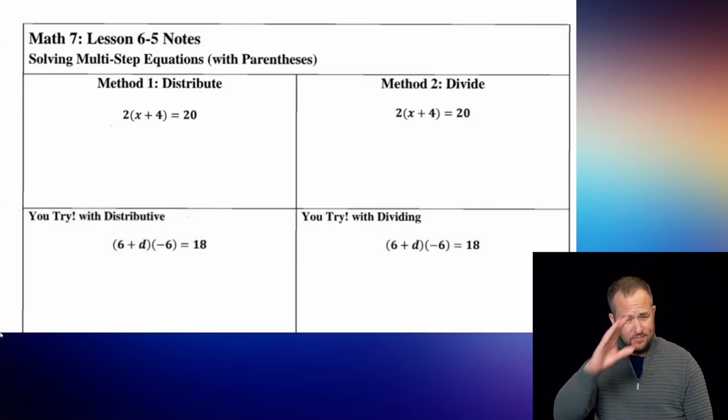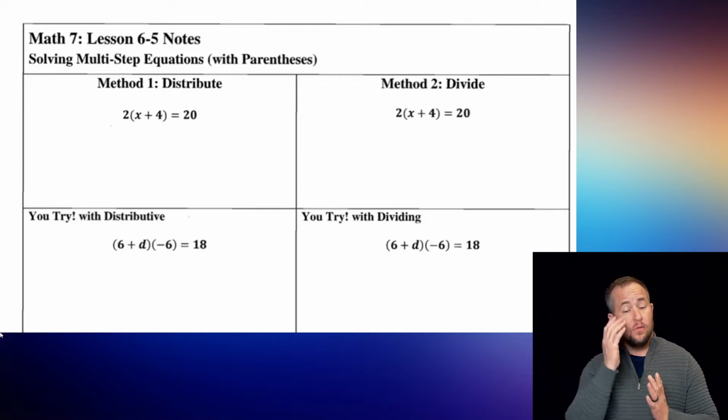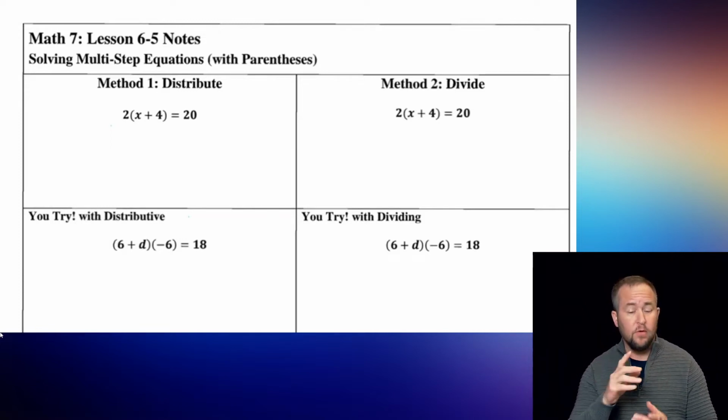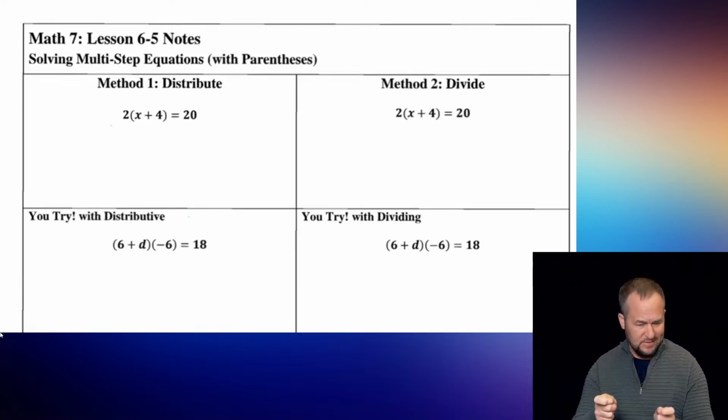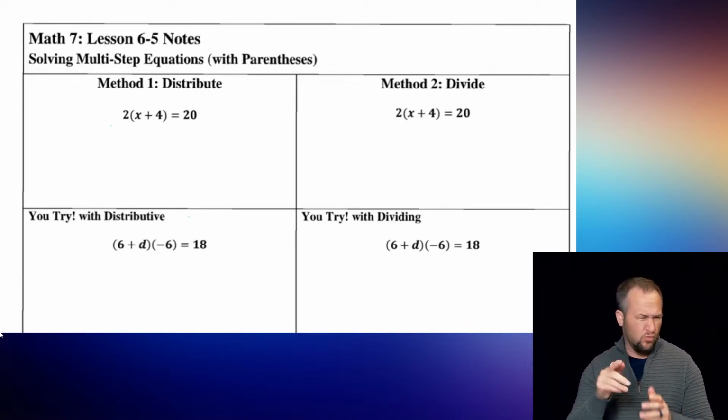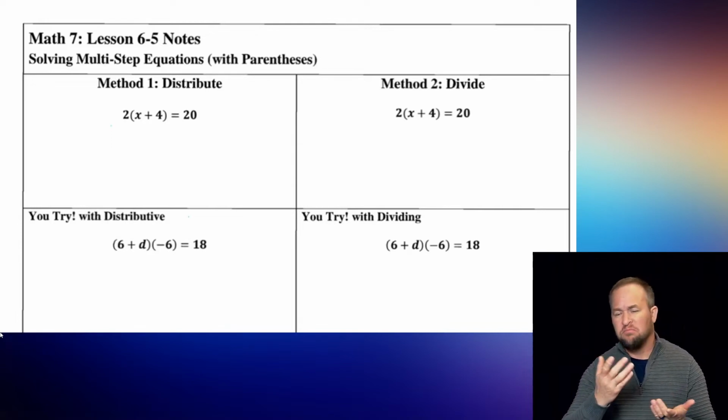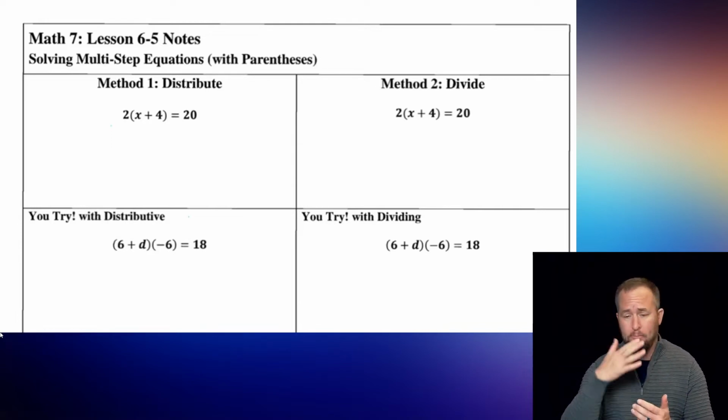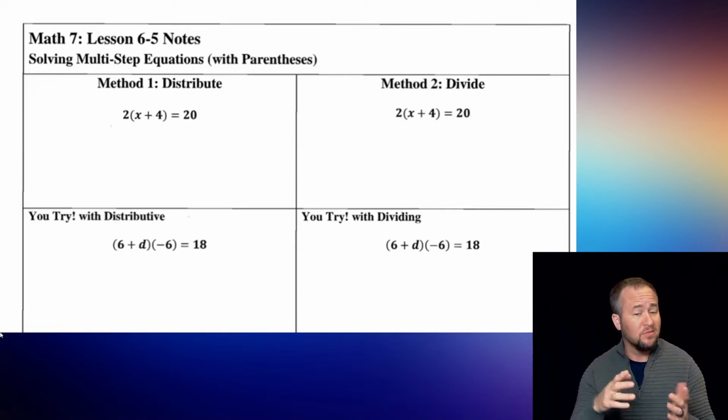Hello, Math 7 friends. We're going to do lesson 6.5, which is on solving multi-step equations, but this one is a little bit more specific in that it is with parentheses. So there are two methods or two ways to solve these questions. You can do what's best for you or what's best for the equation, but let's go ahead and get started. Method one is to distribute.